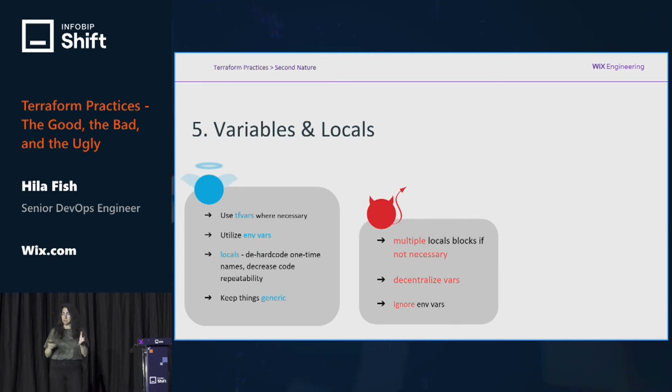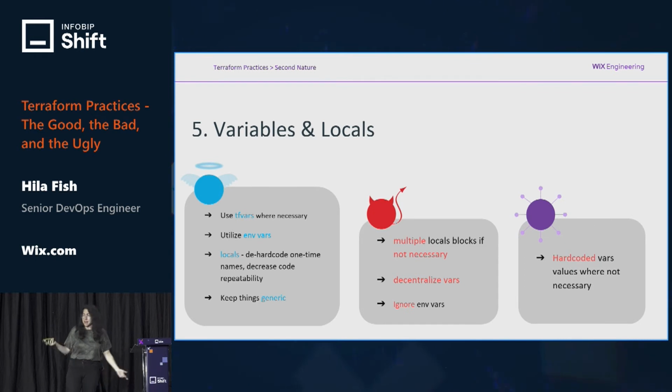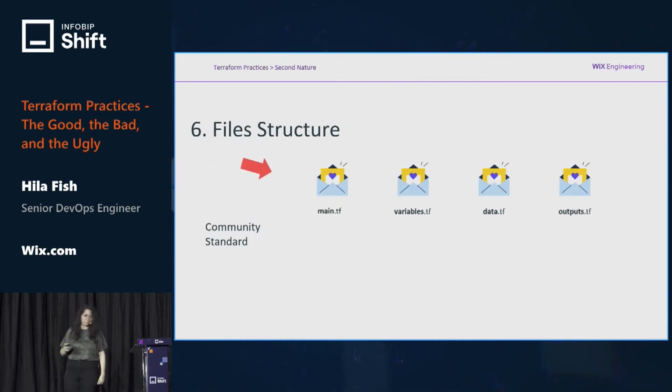Decentralized vars is also not good. Just have variable files that have all variables in them, because otherwise it will be hard to maintain, and ignoring environment variables. And the ugly thing, as we can probably guess, is hard coding variables when the values need to be changed, because variables are exactly that. They need to vary, right? So try to avoid hard coding if you don't have to.